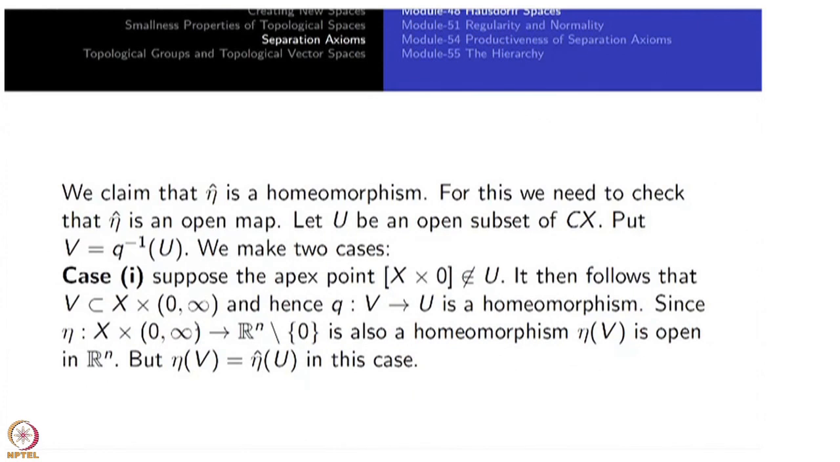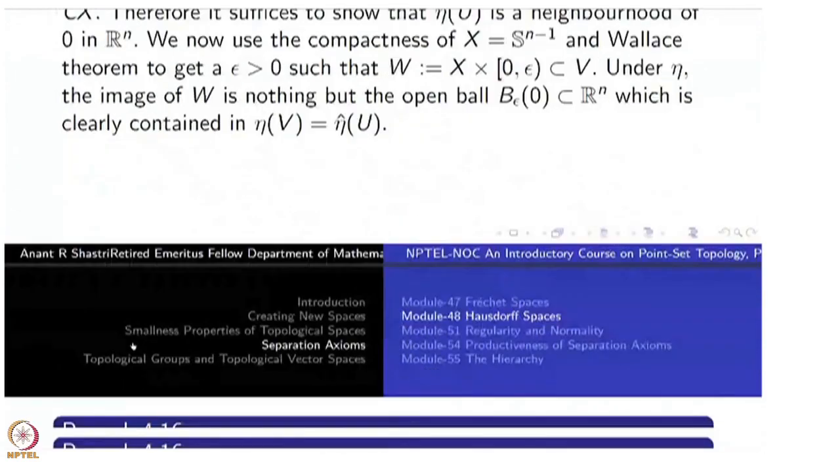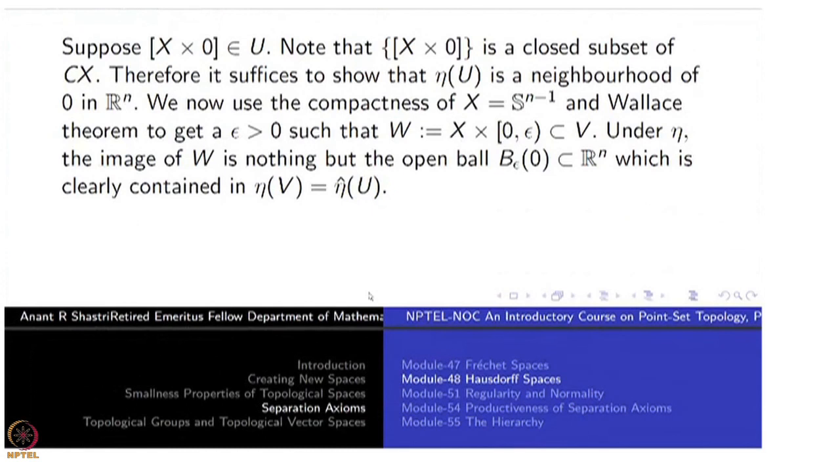Second case is the important case, namely, suppose the apex point (x, 0) is inside U. The singleton (x, 0) is a closed subset of Cx. Okay, why? Because the rest of them is open. That is easy to see. Or the inverse image of (x, 0) is just X cross 0, the entire set. Something is open, something is closed. If you notice, the inverse image is closed, right? So the singleton is closed, Q inverse of that is X cross 0. So that is closed. Therefore, it suffices to show that eta(V) is a neighborhood of 0 in Rn.